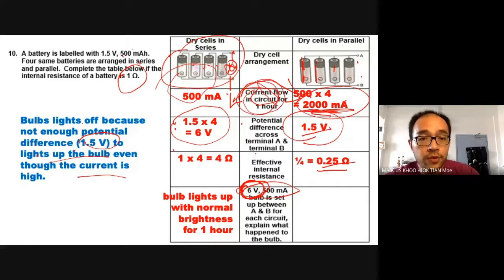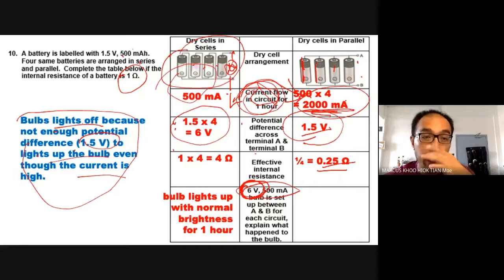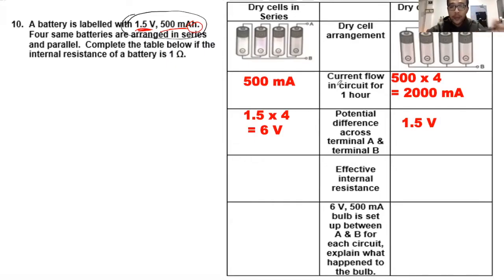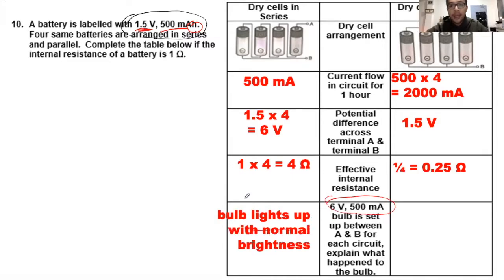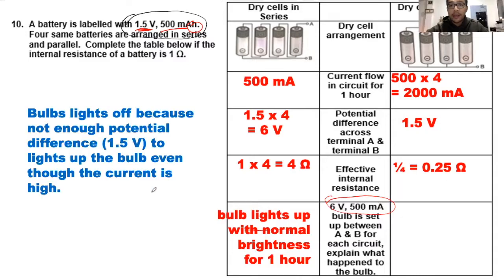Okay, so a 6 volt 500 milliamp bulb is set up between A and B for each circuit. So in the parallel circuit, we find that the bulb will not even turn on, because there is not enough potential difference. And when you think about that, another one I need to mention is, why is it that this one, the 6 volt 500 milliamp bulb, lights up, and this one in parallel doesn't? I forgot to mention just now that this is actually a condition.